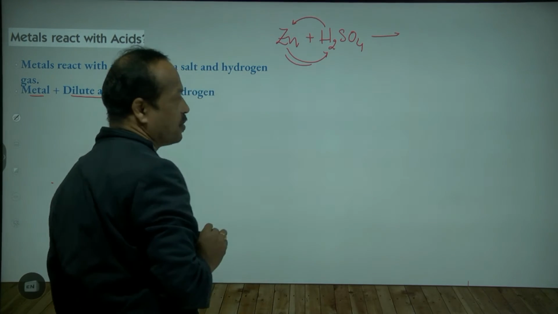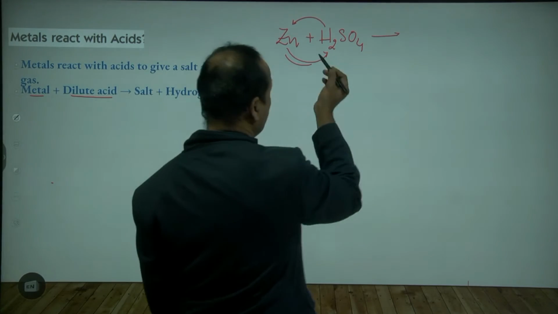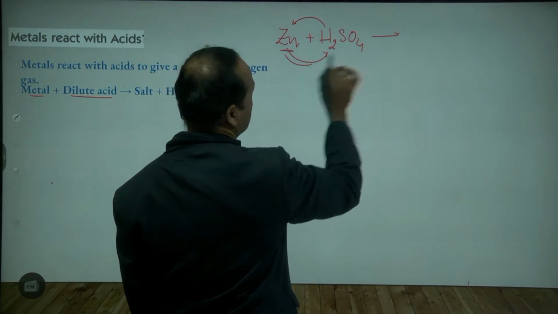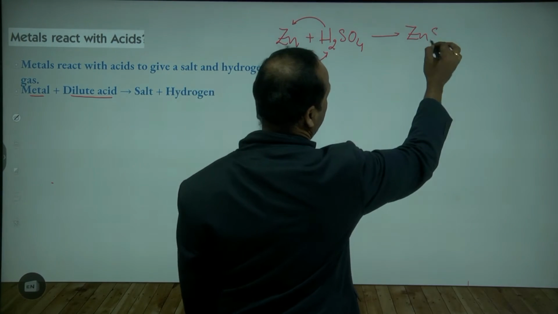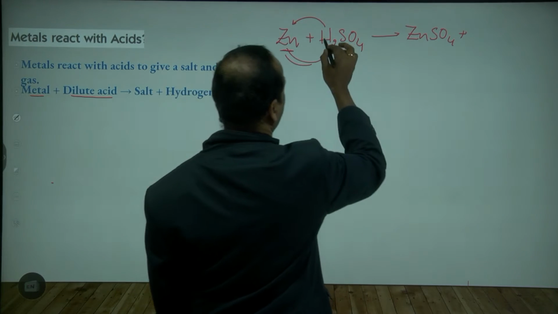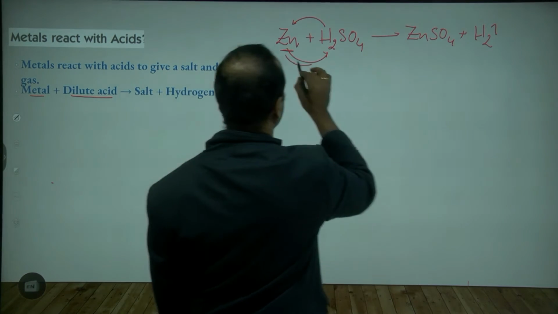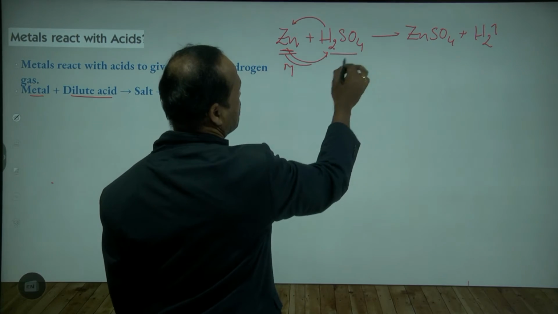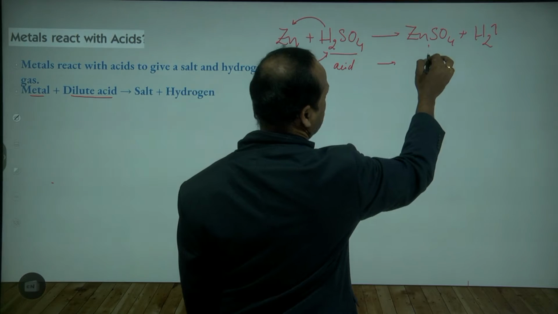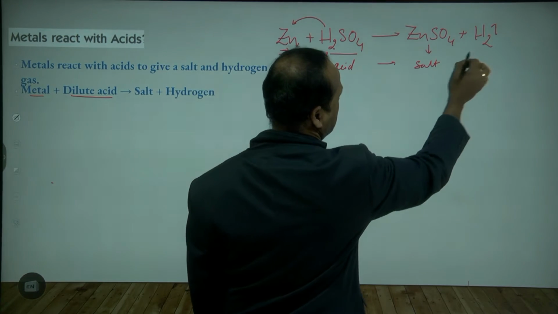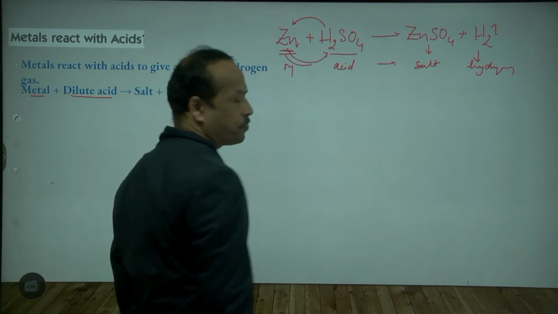Now what are the products formed? Not Zn2SO4, since only one Zn is there. So ZnSO4 plus two hydrogens are coming out, so H2. Here this is the metal and this is the acid. When metal reacts with acid, this forms the salt, and this is the hydrogen gas. Is this clear to you?